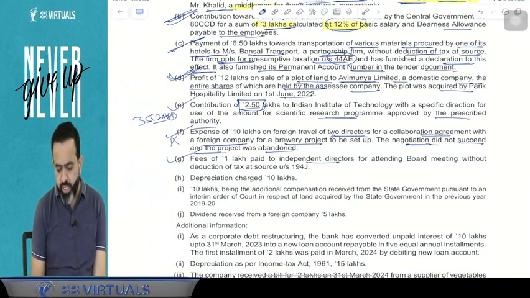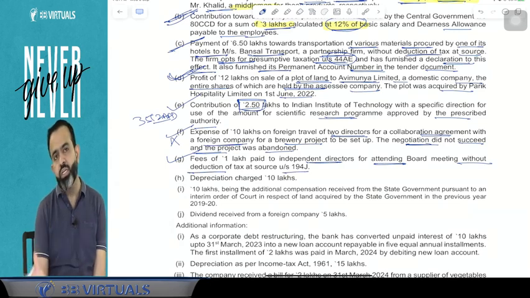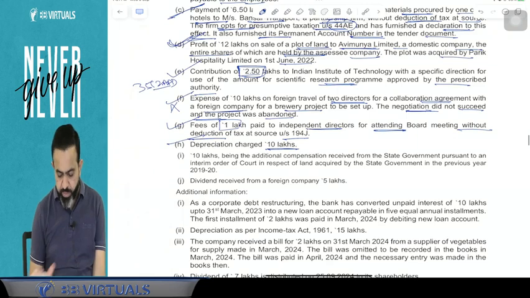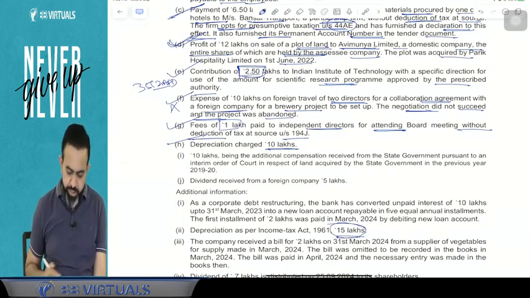Fees of 1 lakh paid to the independent director for attending board meeting without deduction of tax at source. So TDS not deducted, 30% expenditure is going to be disallowed. So 30,000 is disallowed. Depreciation charge is 10 lakh that we have to add back, because this is not a depreciation as per income tax. Depreciation as per Income Tax Act is 15 lakh that we will reduce.